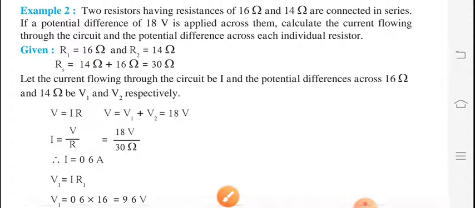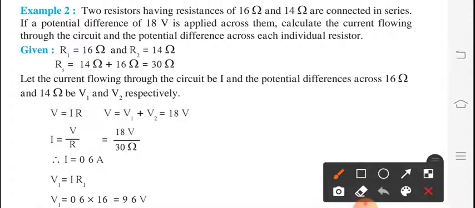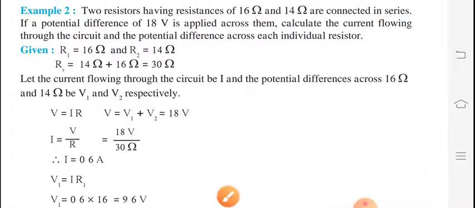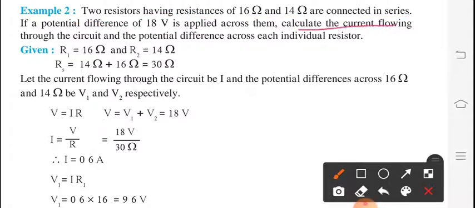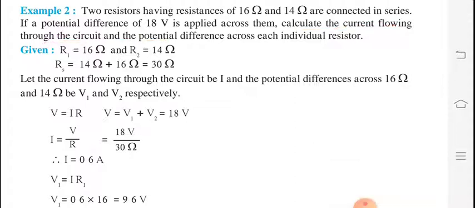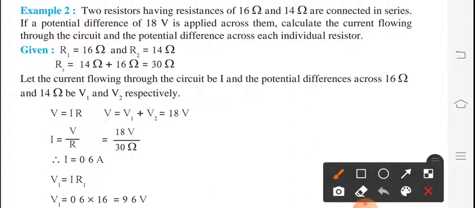Example number 2. Two resistors having resistance of 16 ohm and 14 ohm are connected in series. If a potential difference of 18 volt is applied across them, calculate the current flowing through the circuit and the potential difference across each individual resistor. First of all, we will write the given things. R1 and R2 are given. So effective resistance is the addition of them, which is 14 plus 16 is equal to 30 ohm.